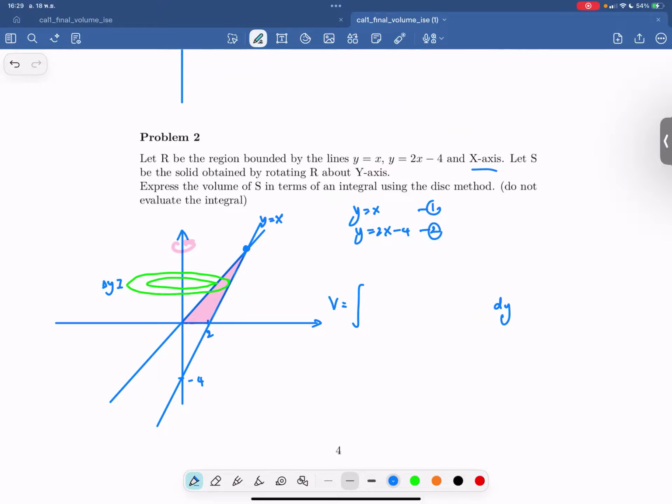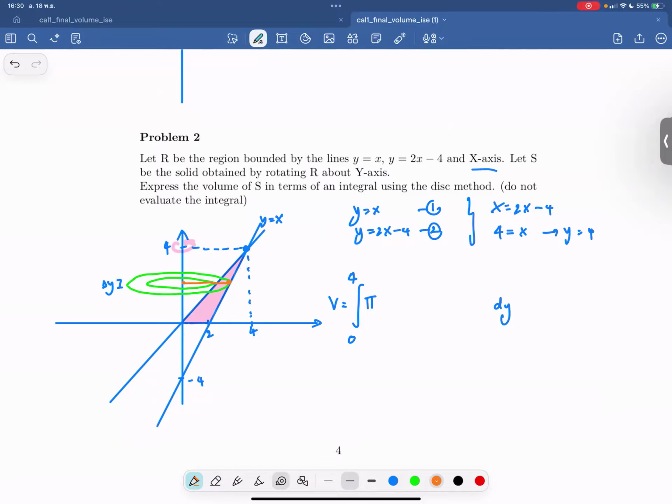Okay, so we had x equal to 2x minus 4 and then x equal to 4, but x equal to y, so y equal to 4. So the boundary of the integral should be 0 to 4. And then we find the area of the section with the ring. So the outer radius, which is the orange one, should be x.